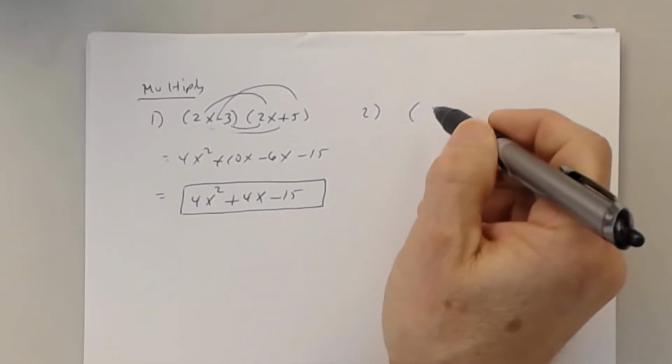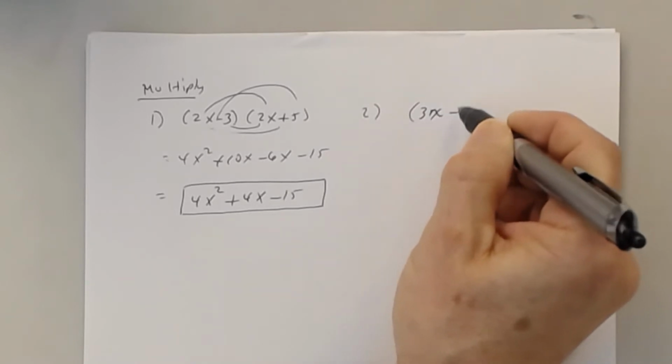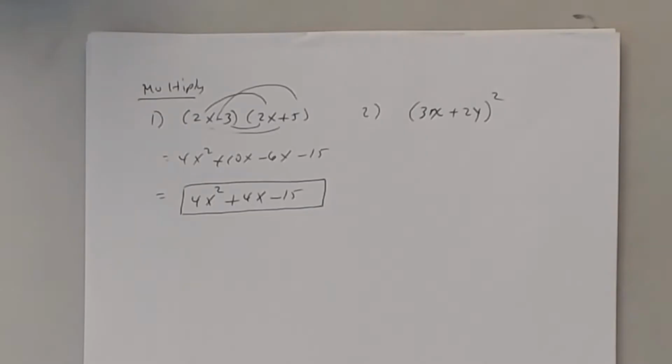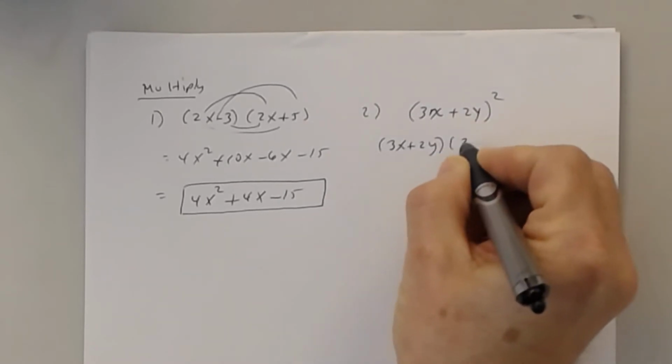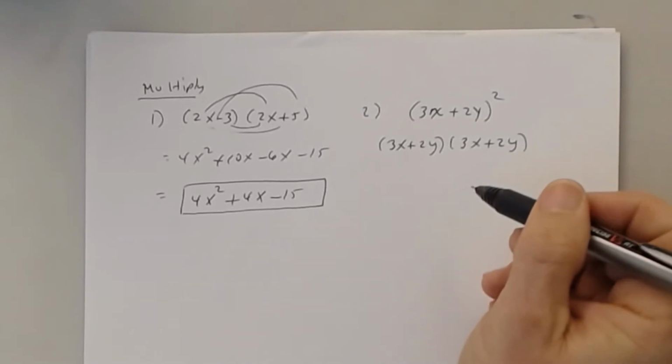Something like 3x plus 2y squared. You had something like that in another worksheet. But if I wanted to multiply this out, what did you write it as to begin with? 2 binomials. Good. So you say 3x plus 2y times 3x plus 2y. That's what you wrote. And then you'd FOIL it out.